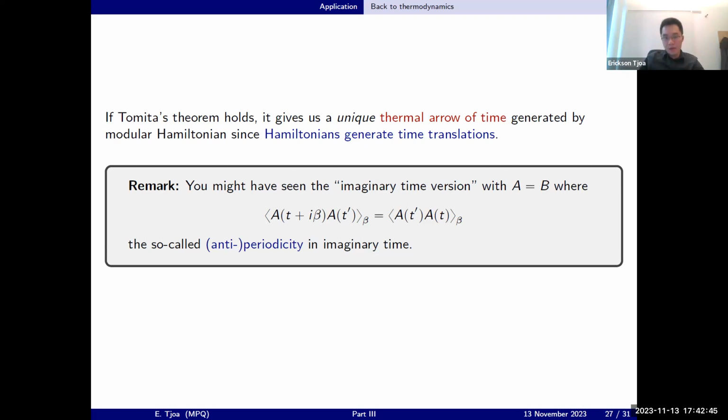And a first remark I should mention here, especially for people in quantum field theory, is that you might have seen the imaginary time version of this. Sometimes people talk about statistical mechanics being periodic in imaginary time. You do Wick rotation, this kind of stuff. You can rewrite it in that way, but it doesn't really matter.